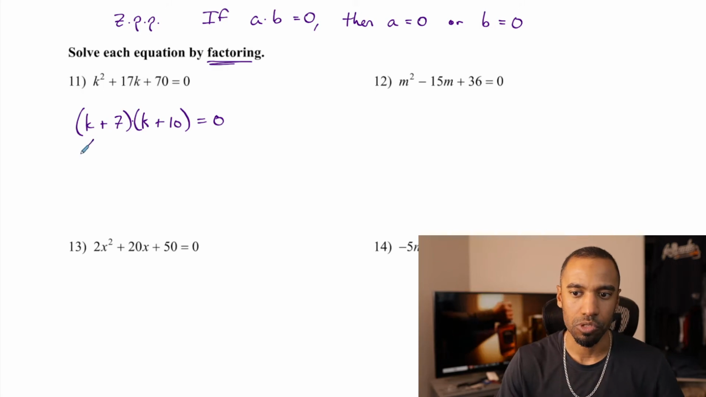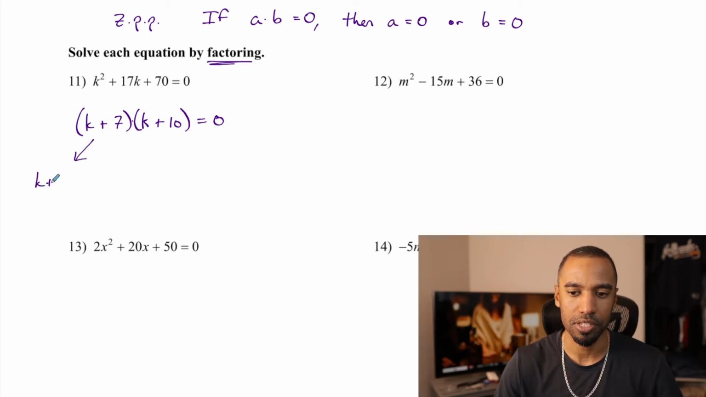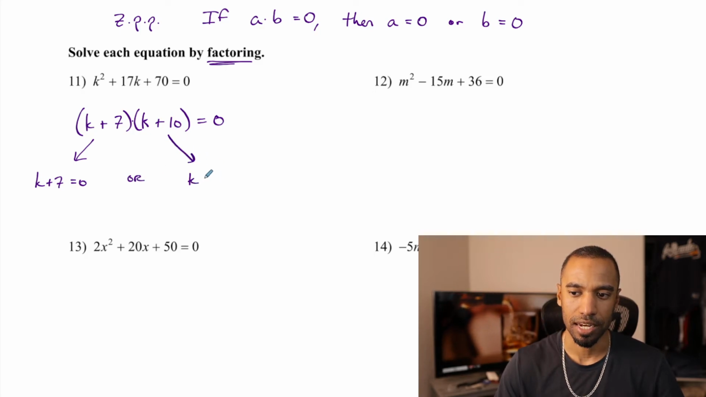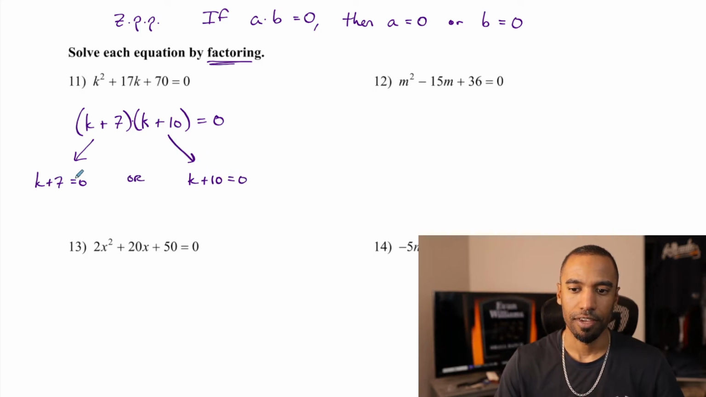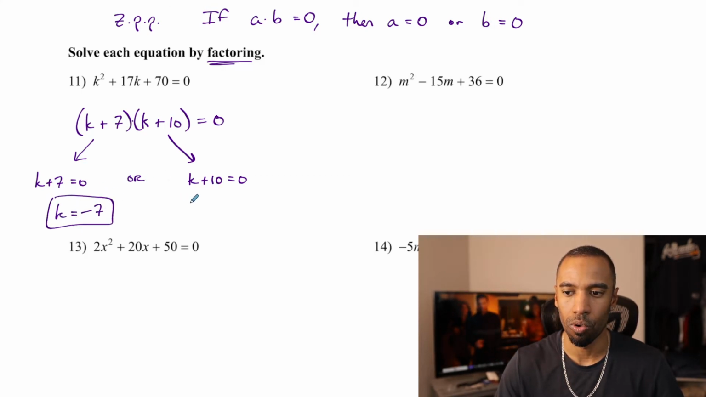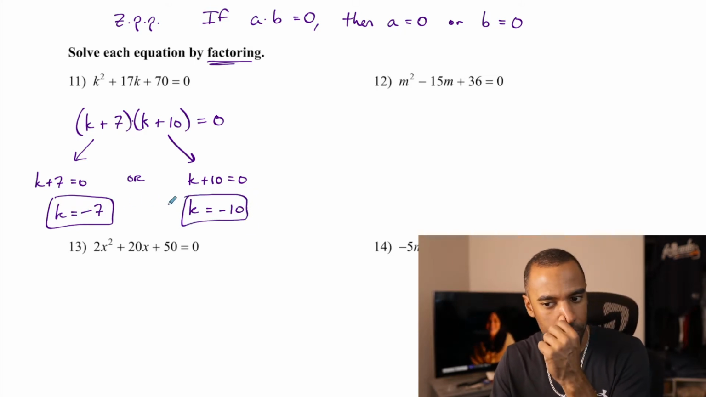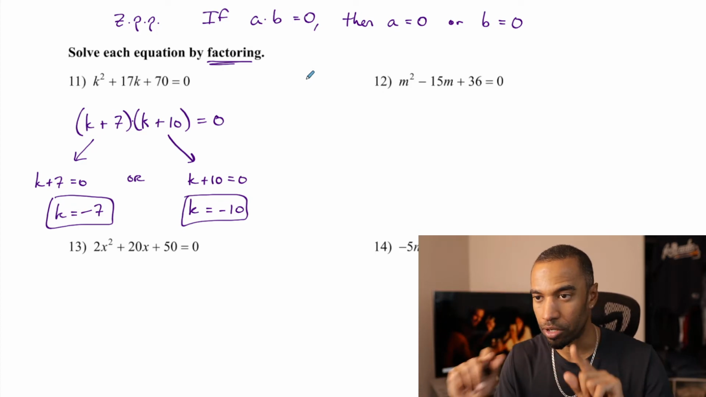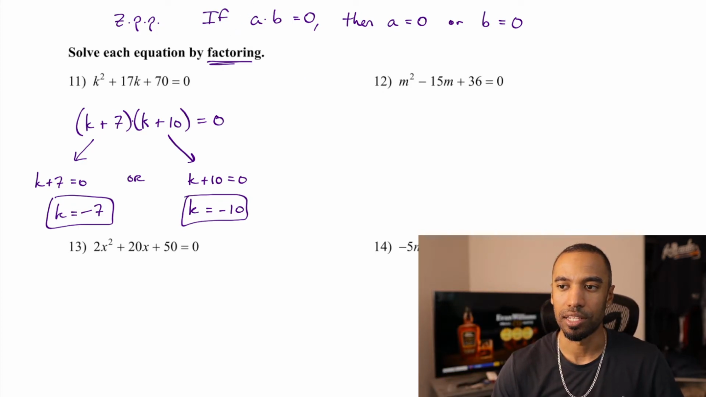That means that we can now solve this properly and say either k plus 7 equals 0 or k plus 10 equals 0. If k plus 7 equals 0, subtract 7 from both sides, k equals negative 7, or subtract 10 from both sides, k equals negative 10. These are the two values that I could substitute into this original equation to make the statement true. I won't do this again, but I'll do it this one time. Let's double check and see that that works.